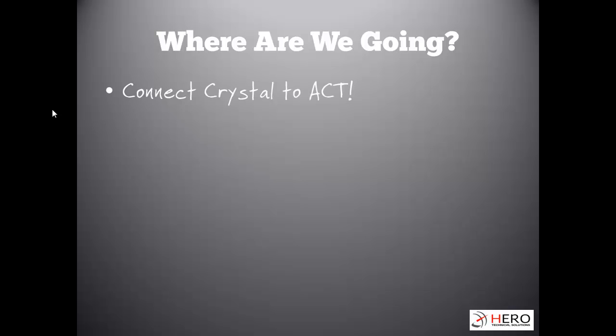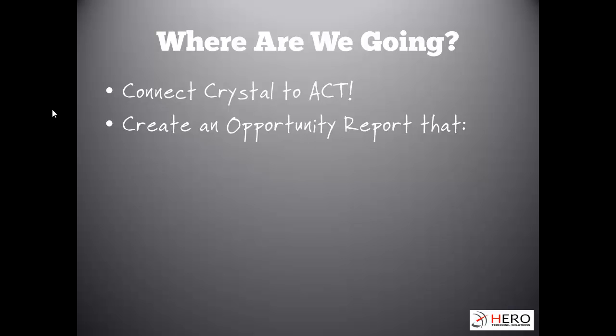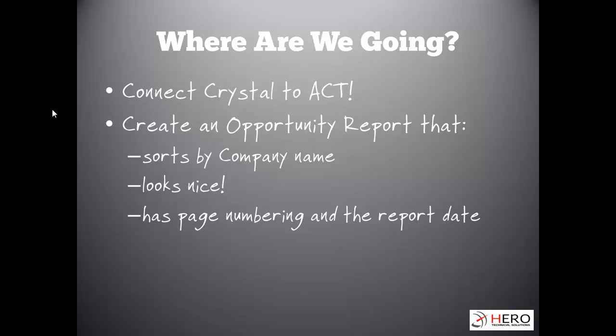Okay, so we're going to connect Crystal to ACT, as I mentioned, how to log into the database, get connected to our data, and then we're going to create an opportunity report as our example. Some of the specifics of that report will be that we're going to create something that sorts by company name, looks nice, so we'll cover some of the formatting options, how to change fonts around, do borders, things like that. Make sure that we've got page numbering on it and the report date.